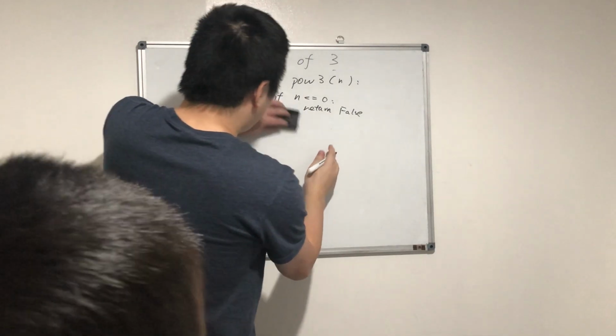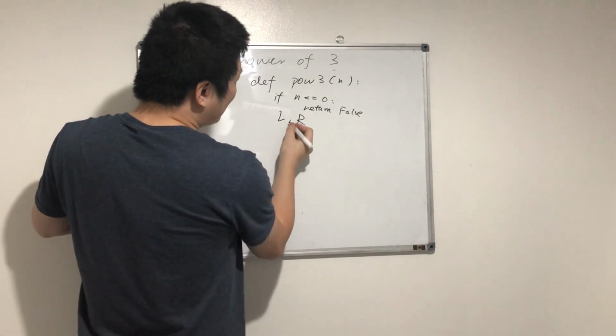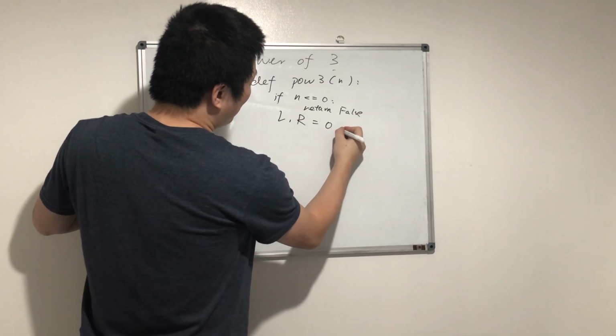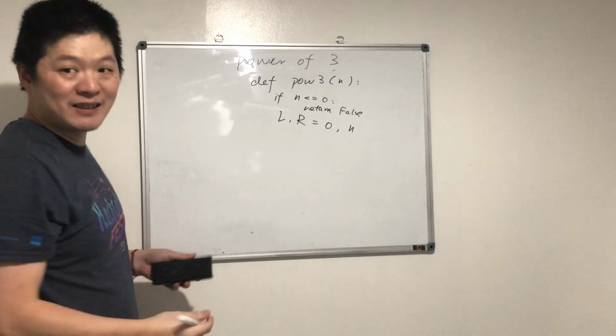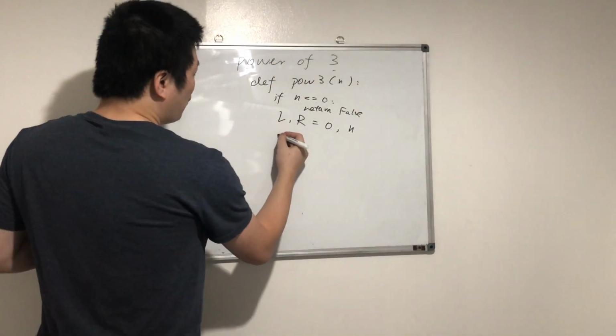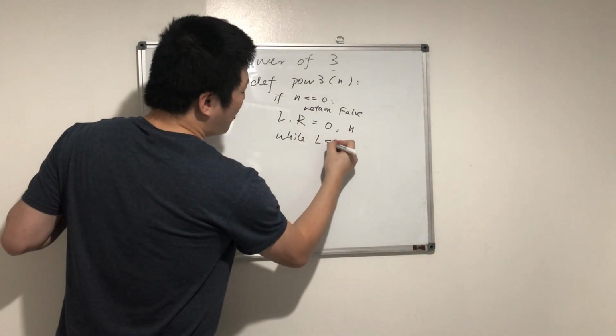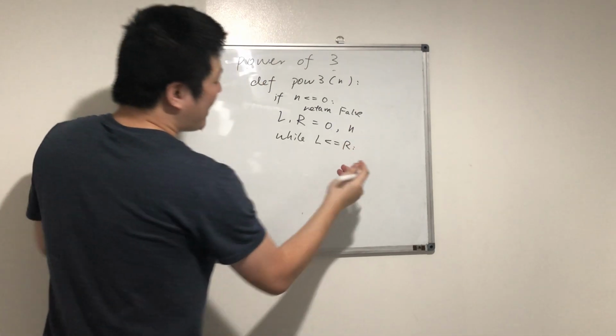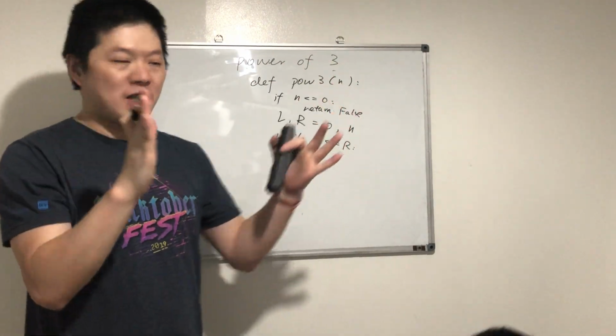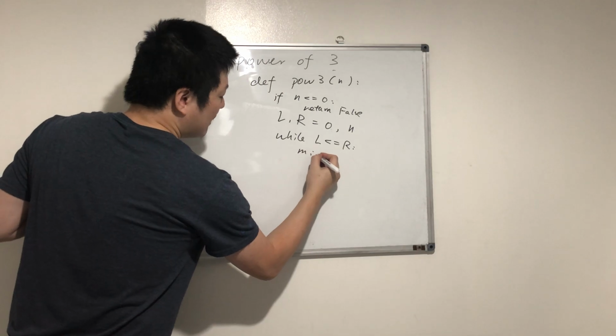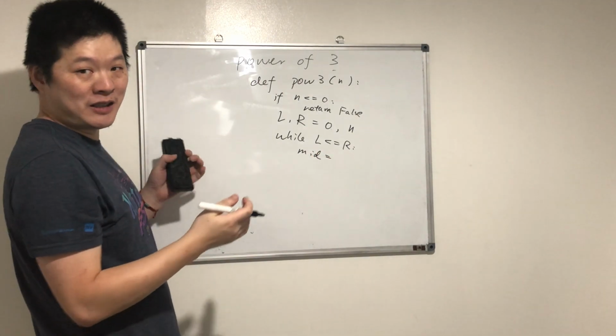Then look, let's just use left and right. Left equals 0, right equals n. Okay? Two boundaries. While left is smaller than or equal to right. Why do these two ranges not meet in the middle? Yeah? Mid equals what? We take left and right.